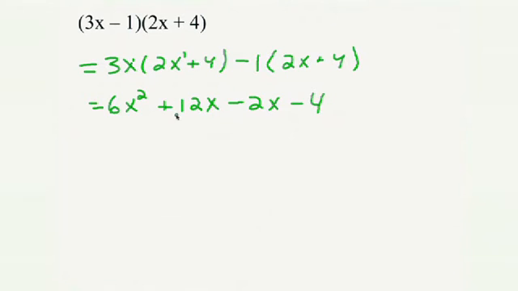I have an x term here and an x term here. So finally, if you have 12 x's and I take away 2 of them, you would still have 10 x's left over. So the final answer is 6x squared plus 10x minus 4.